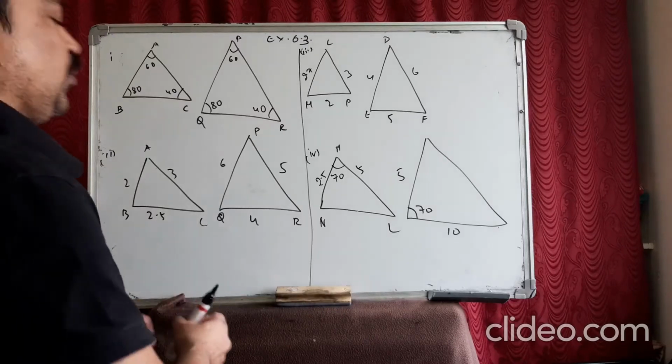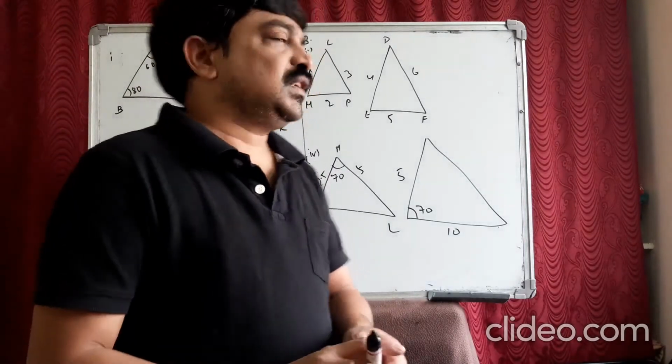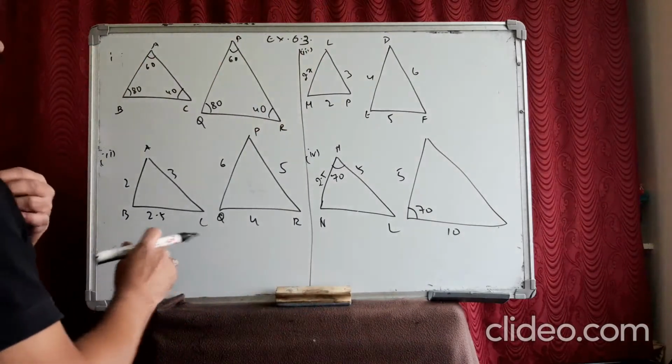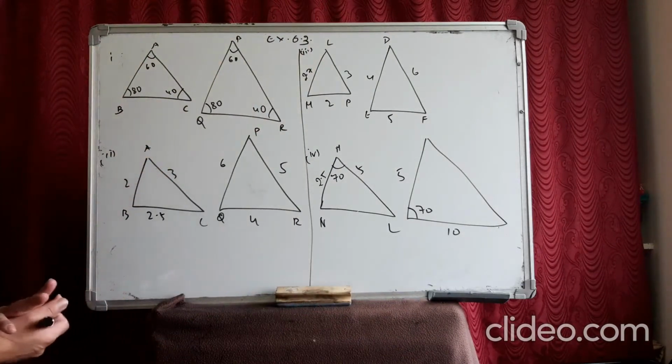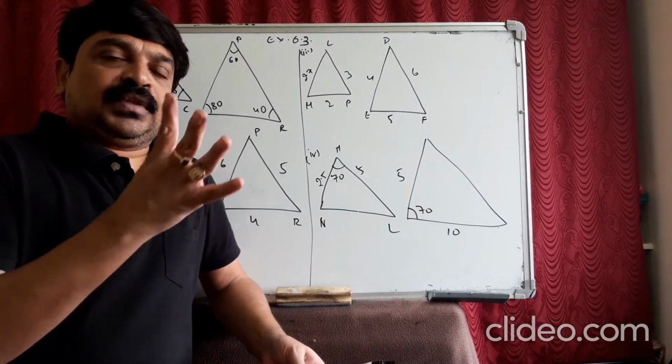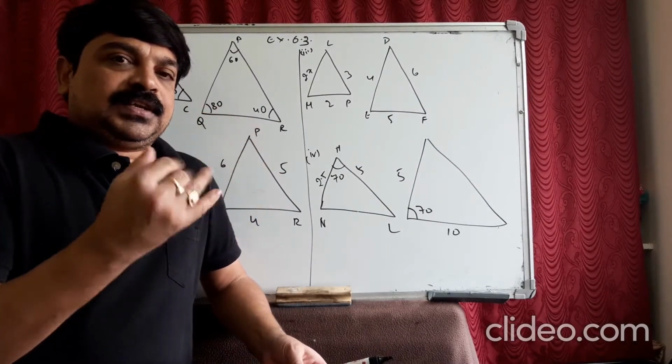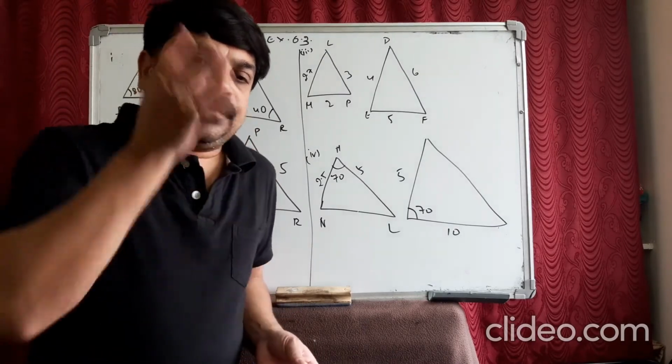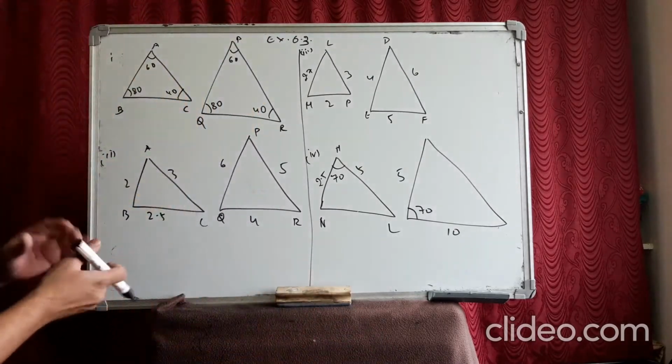In this video, let us do the problems of Exercise 6.3 of Triangles. In the first question, there are 6 problems where you are asked to check. In this whole exercise, we apply all the theorems of AAA and SAS similarities. Let us see what happens here.